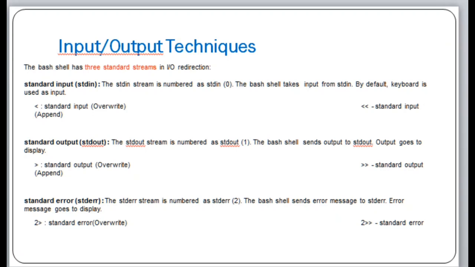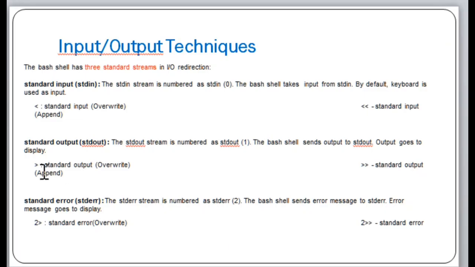Let's go ahead and talk about input and output techniques. The bash shell has 3 standard streams in the input and output direction, which we've seen before. The first one is standard input. The standard input stream is numbered as standard in 0, and the bash shell takes input from standard in. By default, the keyboard is used as input. We see the less than sign here, which is standard input, and this is going to overwrite any files we have. And then we have 2 less than signs, which is standard input, and it's going to append any info we have, okay?